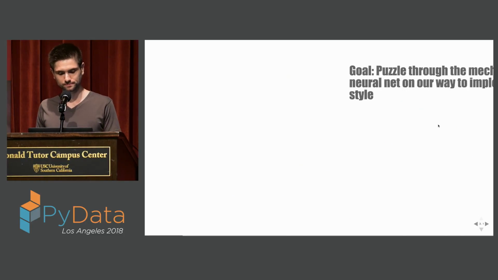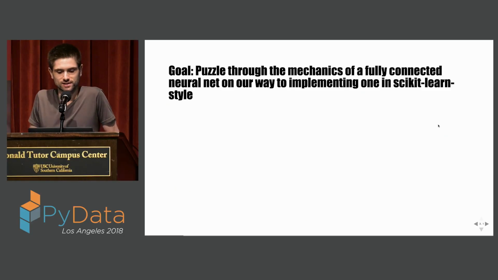Cool. So the goal of this talk is to puzzle through the mechanics of a neural net. Here, a fully connected, MLP, multi-layer perceptron-style neural net, on our way to implementing one in Scikit-learn style, compatible with the Scikit API.